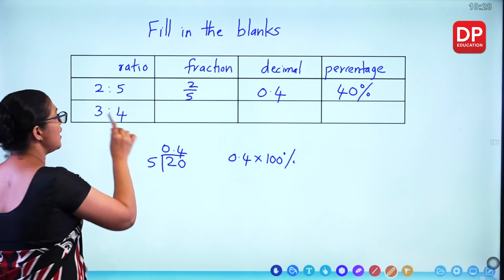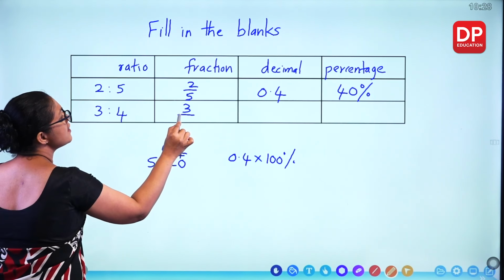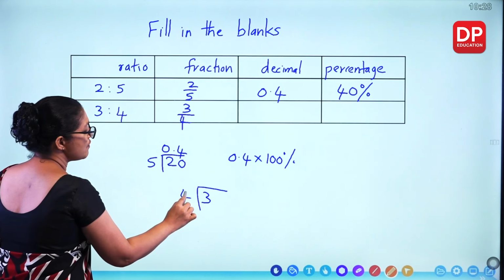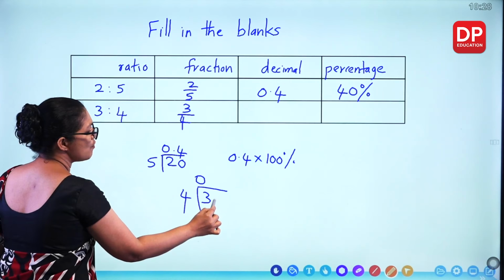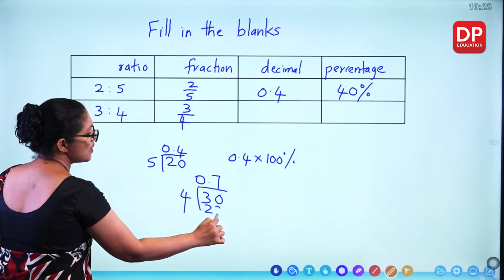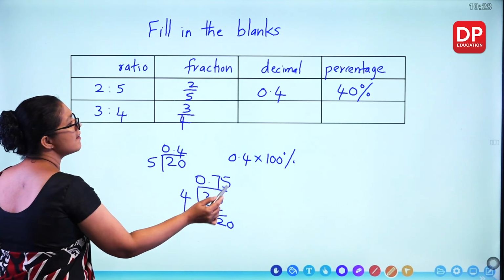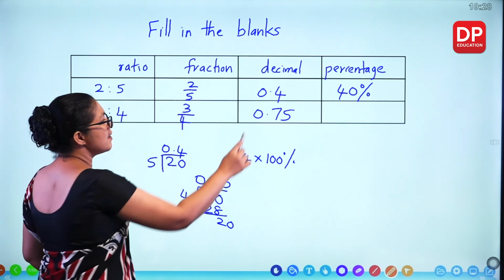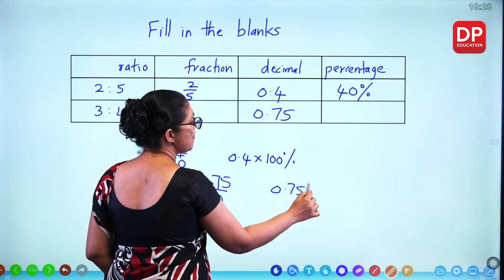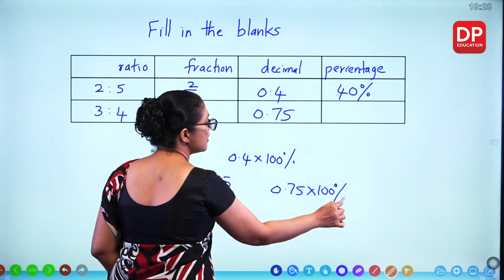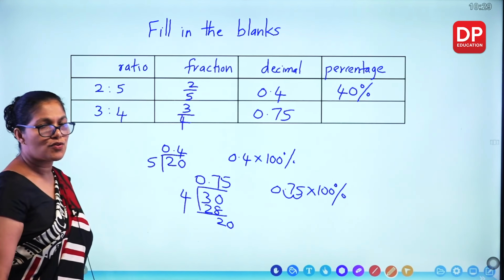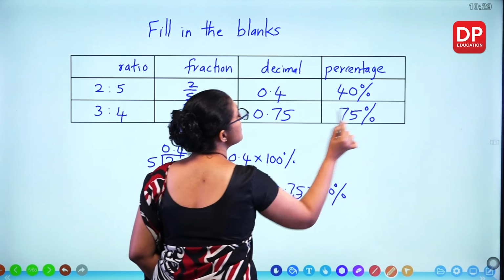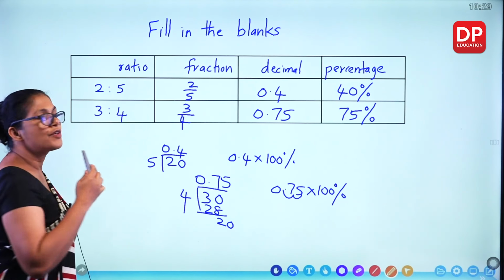3 to 4 is the ratio. You can write the fraction as 3 over 4. 3 over 4, long division, 3 divided by 4. 4 times 7 is 28, for 20, that's 5. So 0.75. What's the percentage value? This one, the decimal value, I can multiply by 100. Move the decimal places to the right. So I get 75%, which is the same as 3 over 4 or 3 to 4 ratio.